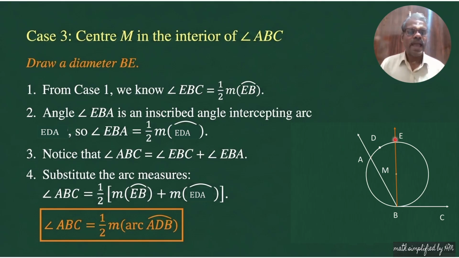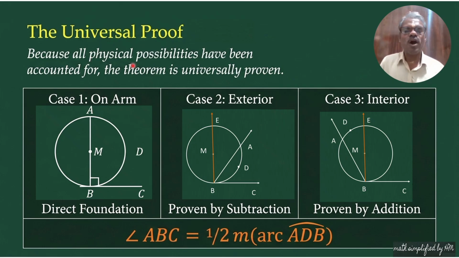Notice that angle ABC is equal to angle EBC plus angle EBA. Substituting the arc measures, we get angle ABC is equal to 1/2 times (measure of arc EB plus measure of arc EDA). Adding arcs, we get angle ABC is equal to 1/2 the measure of arc ADB. The universal proof: because all possibilities have been accounted for, the theorem is universally proven.